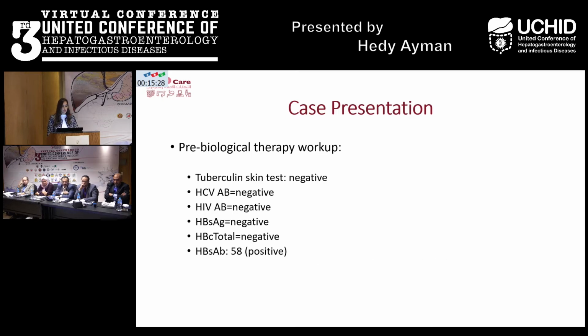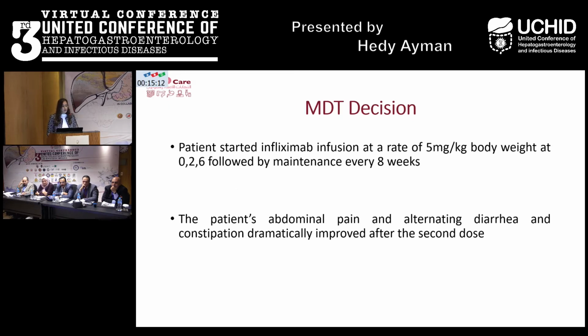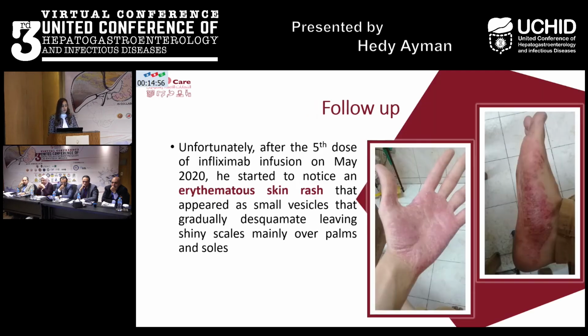The pre-biological therapy workup was done, which included the tuberculin skin test, which was negative, and a virology profile, including hepatitis C antibody, HIV antibody, hepatitis B surface antigen, and hepatitis B core total, which were all negative. The patient was started on infliximab infusion at a rate of 5 mg per kg body weight at 0, 2, and 6 weeks, which was followed by a maintenance dose every 8 weeks. The patient achieved a clinical remission where his abdominal pain and alternating diarrhea and constipation dramatically improved after the second dose.